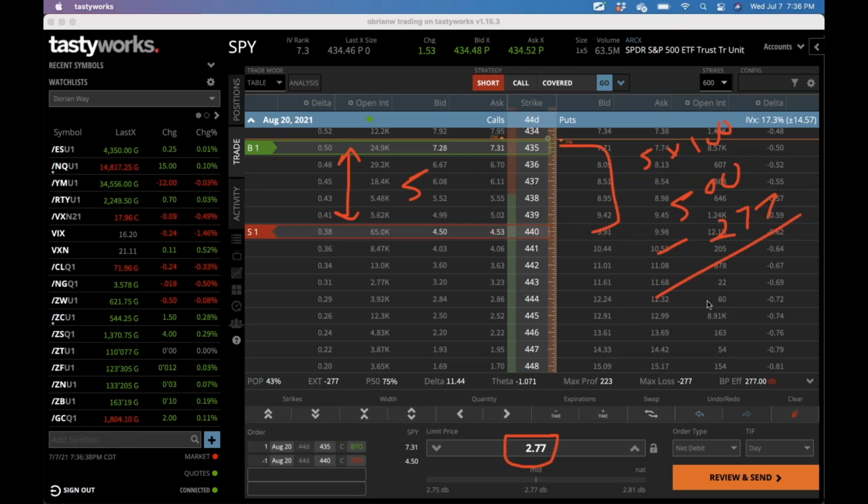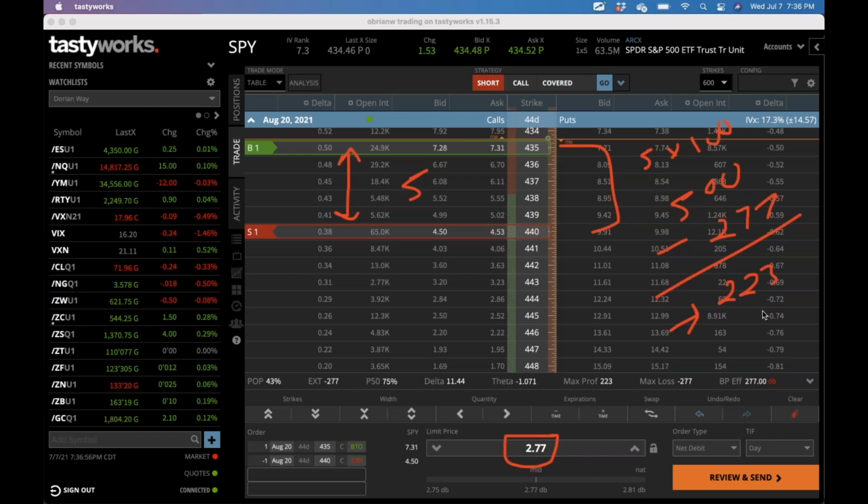So the most you can make is $223. So you take the 500, the most you can make, minus what you paid. So now this is the most you can make: $223, right?